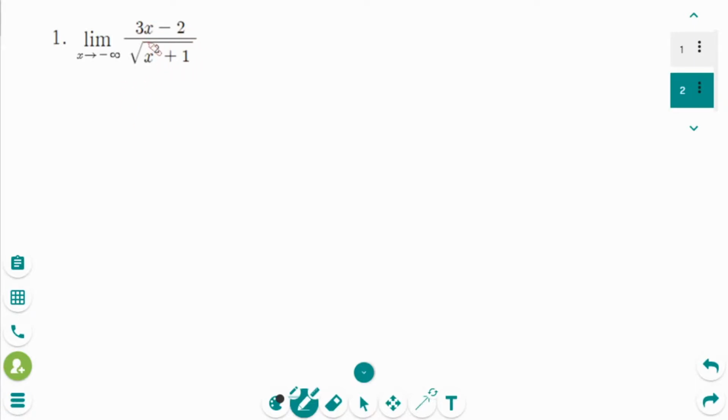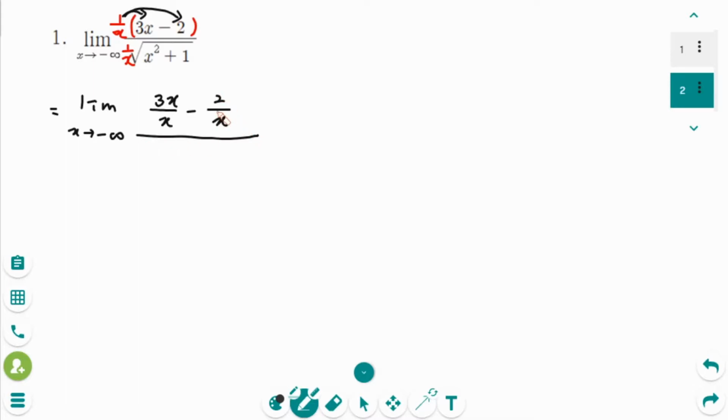This question shows an infinity over infinity form. What is the highest power of x in the denominator? It is x. Divide the numerator and denominator by x. And then simplify. The first one minus second one, from the definition at the beginning of this video.